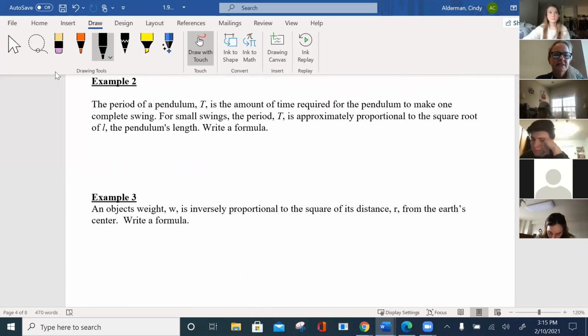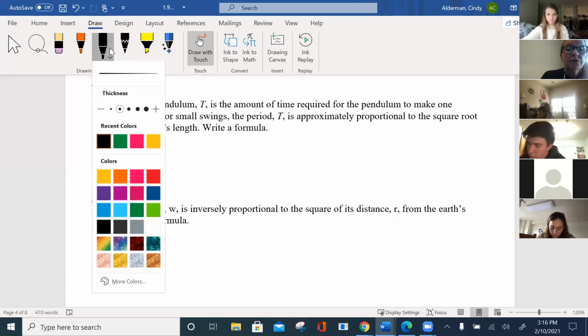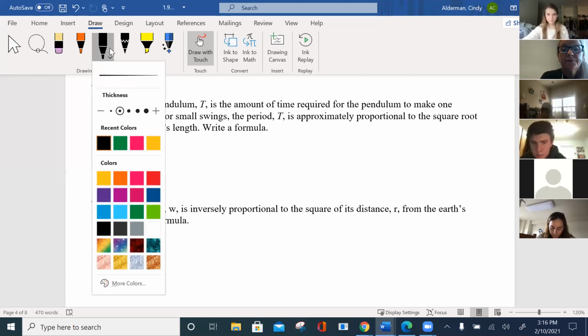All right, here's another example. The period of a pendulum, one of those things that swings, for keeping time for piano and stuff. T is the amount of time required for the pendulum to make one complete swing. For small swings, the period T is approximately proportional to the square root of L, right? The formula. So this is what you're writing for.